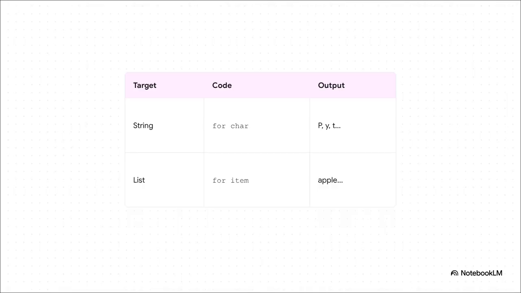But hey, we aren't just limited to numbers. We can actually iterate directly through a string. For instance, looping through the word Python will literally output P, then Y, then T, and so on, going character by character. We can also loop through lists, like a list of apples and bananas. And honestly, looping through a list of data, that's a technique you will use all the time to process information item by item in the real world.